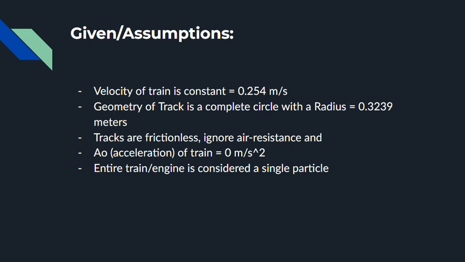We can say that the acceleration of the train itself is actually zero, since velocity is constant as well, meaning the acceleration is 0 meters per second squared. And lastly, we can assume that the train, in other words the engine itself, can be considered as a single particle.